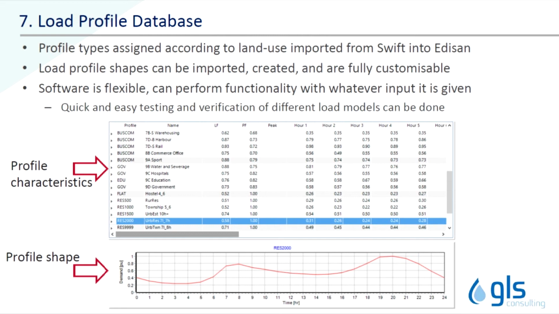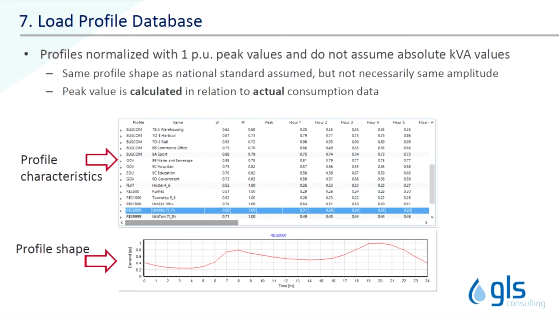We normalize the profiles with a 1 per unit peak value and do not assume an absolute kVA value. That is the fundamental difference between the approach that we at GLS employ as opposed to the Eskom GLF standard. On the first iteration in our process, we assume the same profile shape as the Eskom GLF standard, but not necessarily the same amplitude. Rather, we calculate the peak value in relation to the actual consumption data.